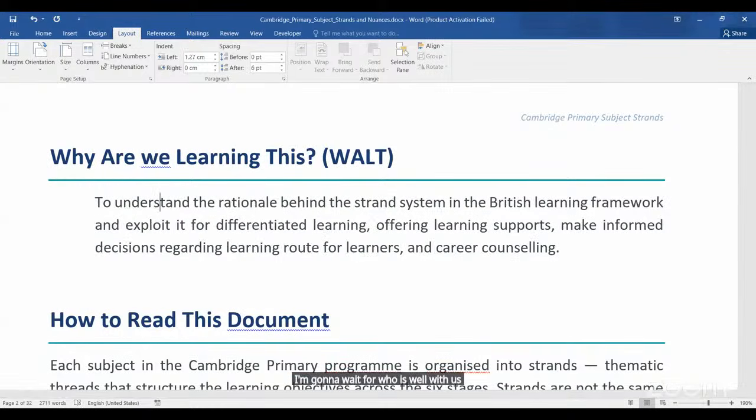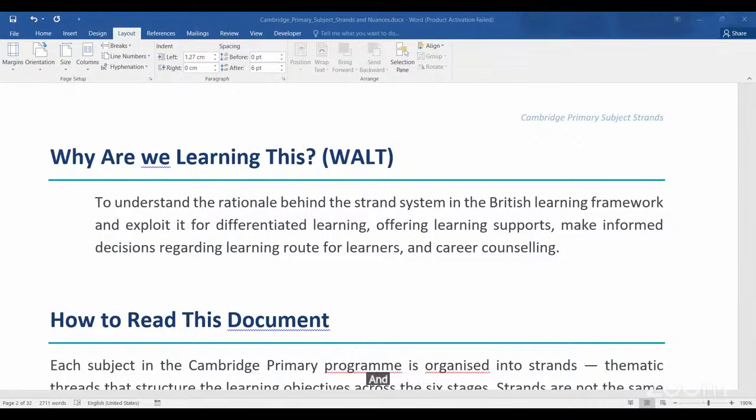Now, the strand system is this. Let me go back to the slide. Let me go back to the strand. Look at mathematics now. The aims of the strands are many.